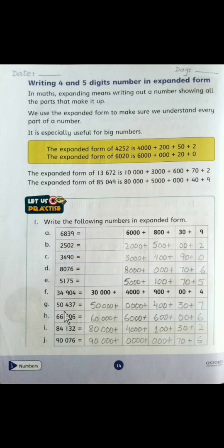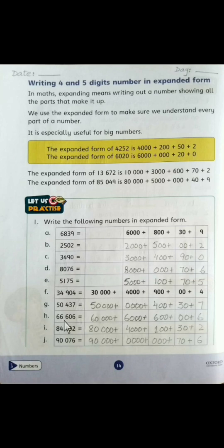Next G, 50437. We name this number 50,437, and we write this number in expanded form like 50,000, 0,000. We have to write 4. Look at D. Here we have 8076. We name this number 8076, so we have to write 8000. Here we have 0 in the 1,000 column, then 400, 30 and 7.